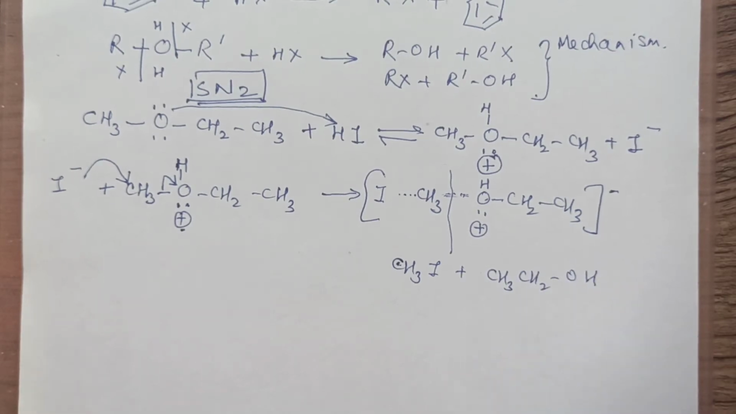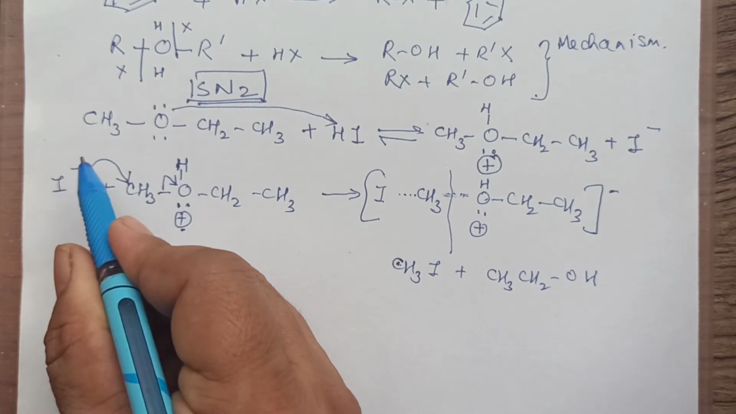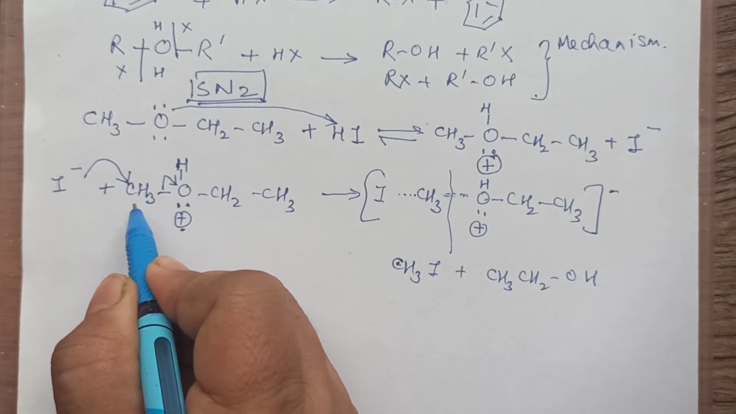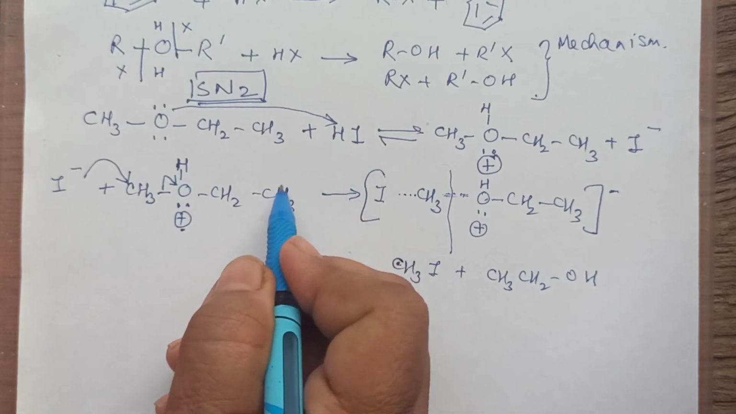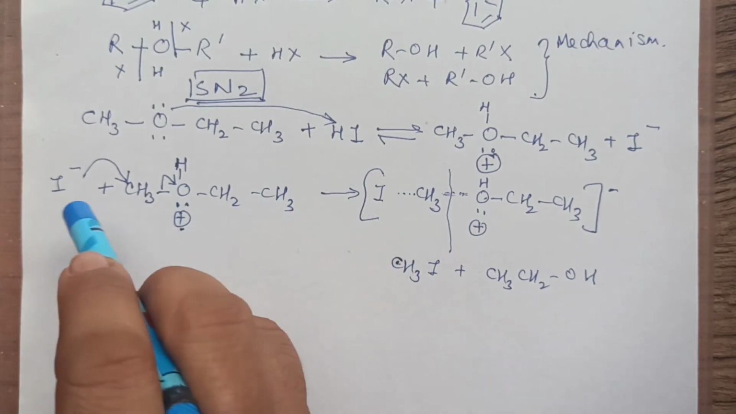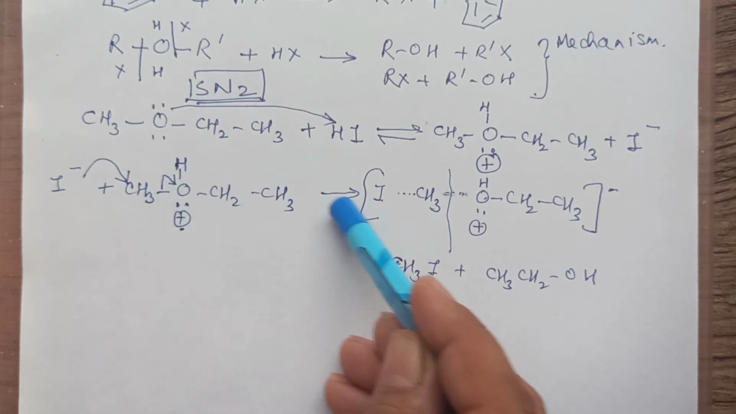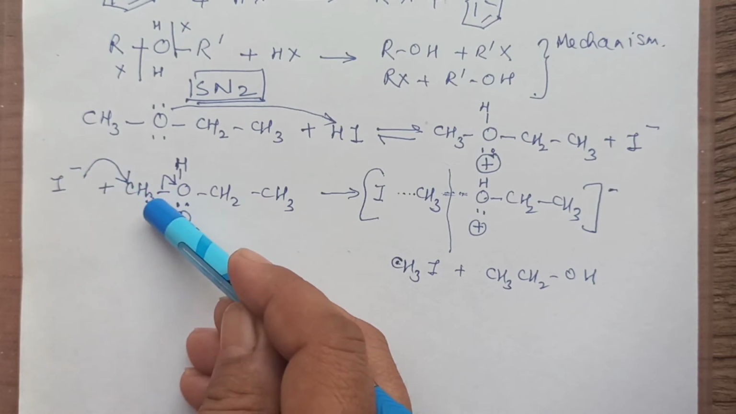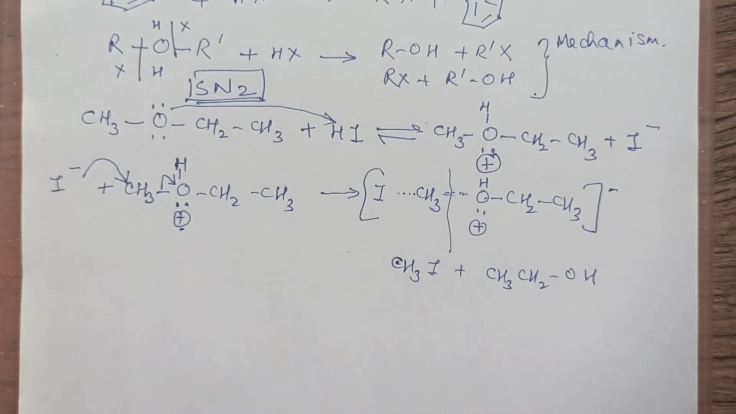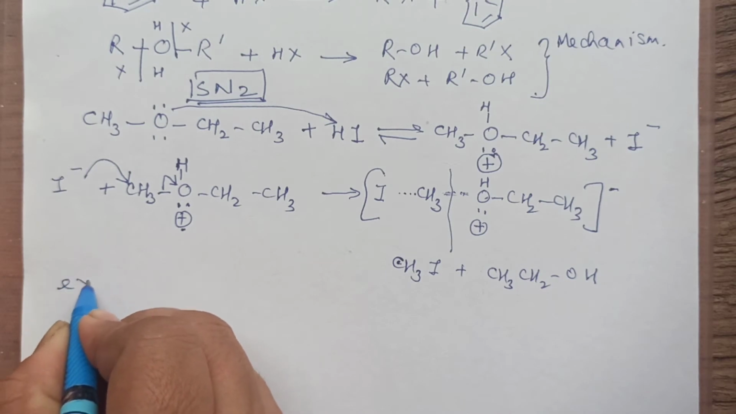Got it? Wherever there are fewer carbon atoms, from that side this I minus will attack, because if it comes from the other side, there is hindrance. The 2 carbon atoms will cause hindrance to the I attacking. So one nucleophile is going from this side, another nucleophile is coming. Both are deciding the rate of the reaction. That is why this is the SN2 mechanism. Clear?